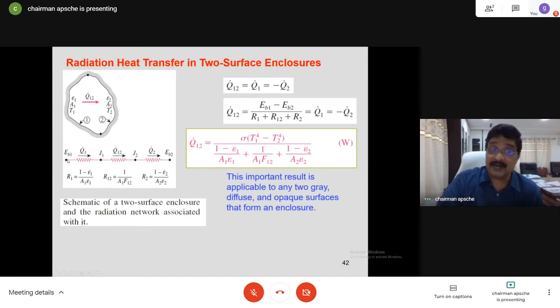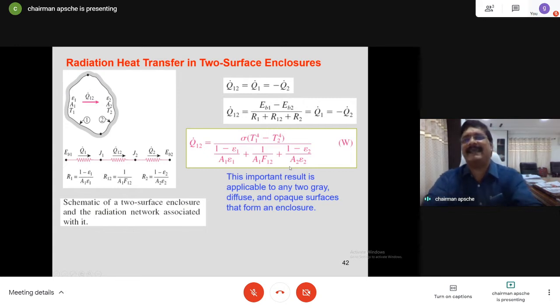Q1 to 2, from surface 1 to 2, starting from EB1 to EB2, because it is easy for me. EB1 is sigma T1 power 4, EB2 is sigma T2 power 4, because both are black body emissive powers. So therefore, sigma times T1 power 4 minus T2 power 4, divided by 1 minus epsilon 1 divided by A1 epsilon 1, plus 1 by A1 F1 to 2, plus 1 minus epsilon 2 divided by A2 epsilon 2. Okay. So that's how the total resistances come into picture.